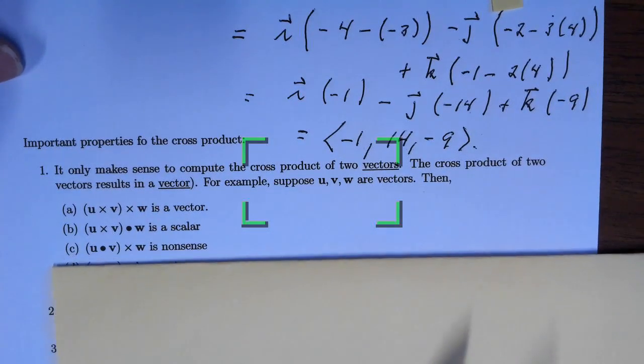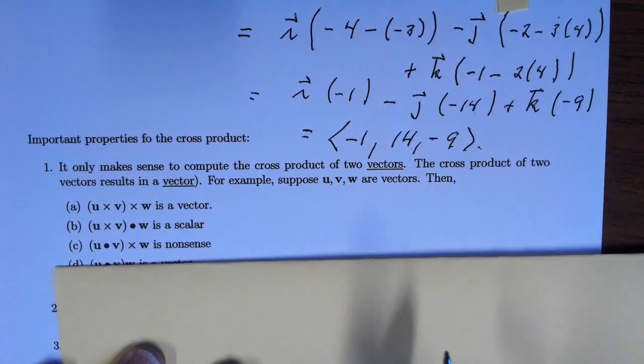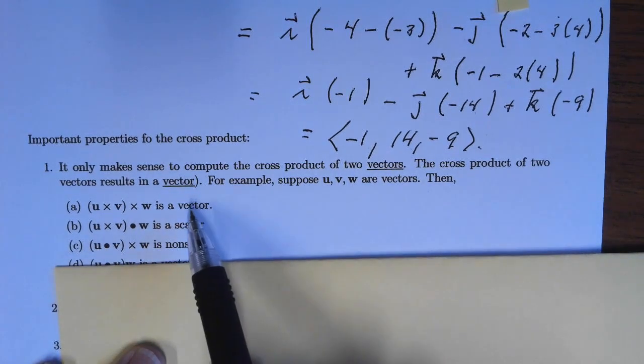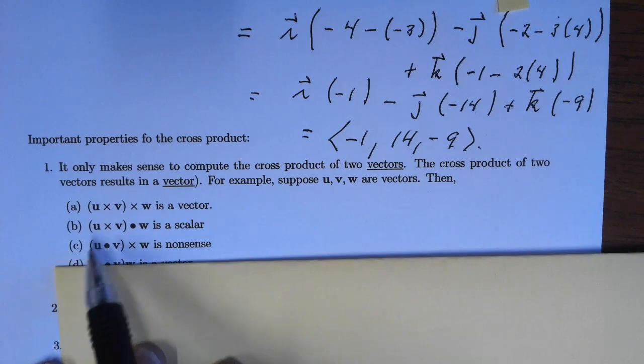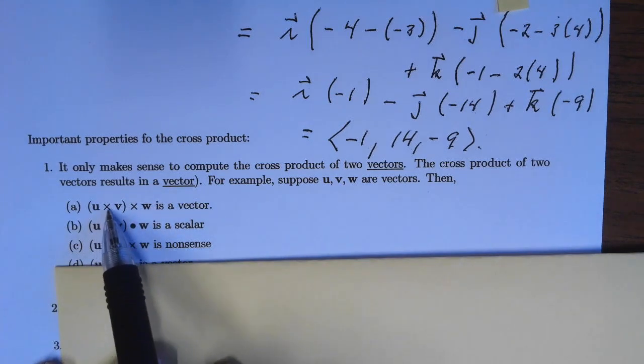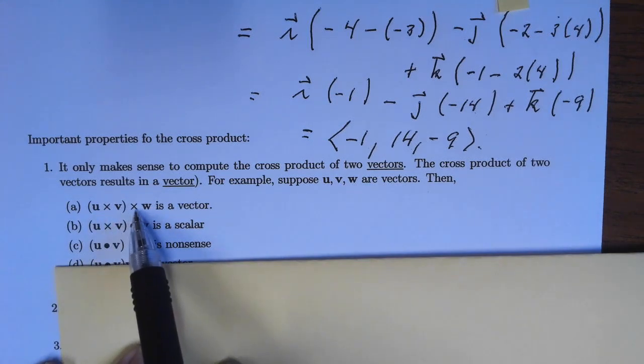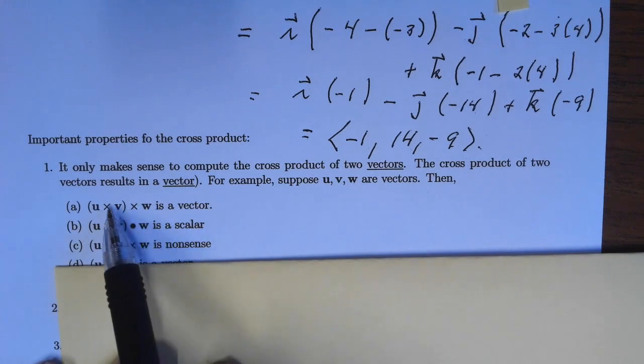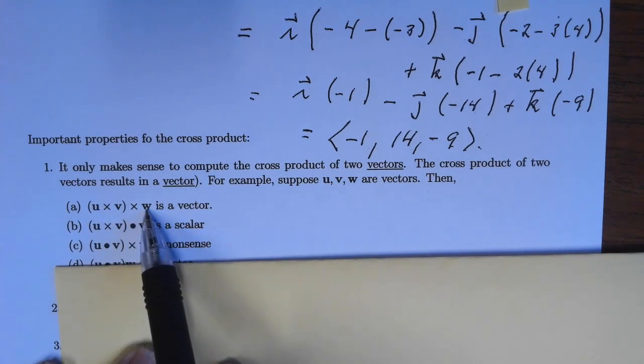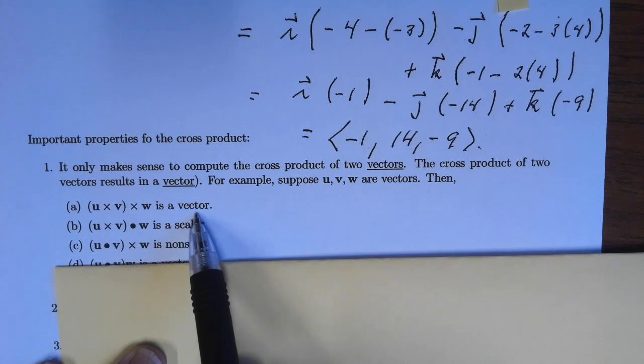It only makes sense to compute the cross product of two vectors, and the cross product of two vectors results in a vector. So let's take a look at this example. U cross V is a vector. W is a vector. Can we take the cross product of two vectors? Yes, and the result is a vector.